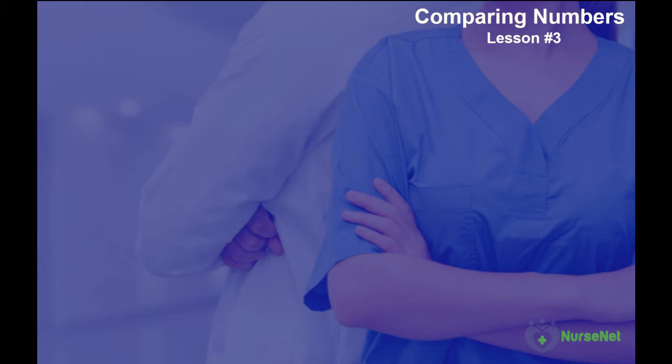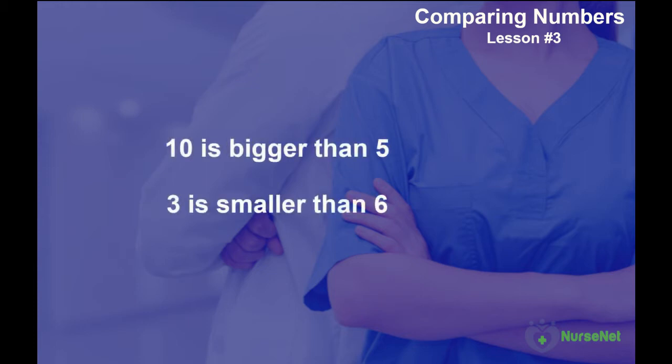In this lesson, we will look at comparing numbers, and you can use your knowledge of place values to help. Comparing whole numbers is straightforward. We know that 10 is a bigger number than 5, or a 3 is a smaller number than a 6. But what if we consider numbers with decimals?